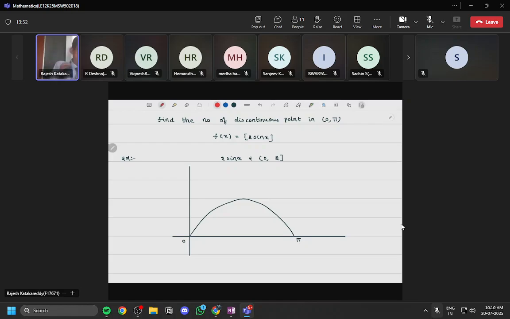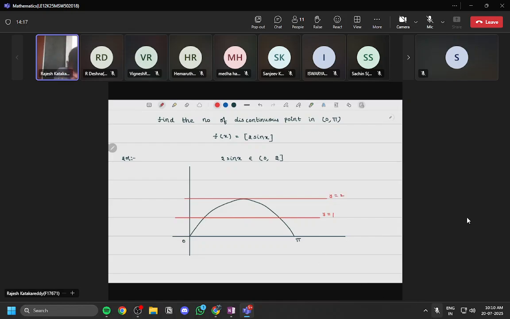Once you draw the graph, 2 sin x you have drawn, no? Next, draw the horizontal lines at every integer. Horizontal line, anyway y equals 0, from the beginning it is there. This is the y equals 1 line. And then another horizontal line will be y equals 2, right?